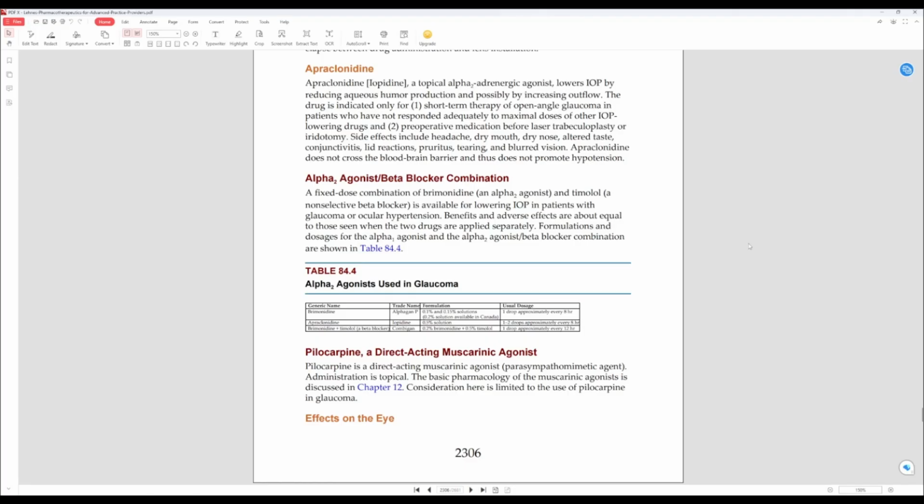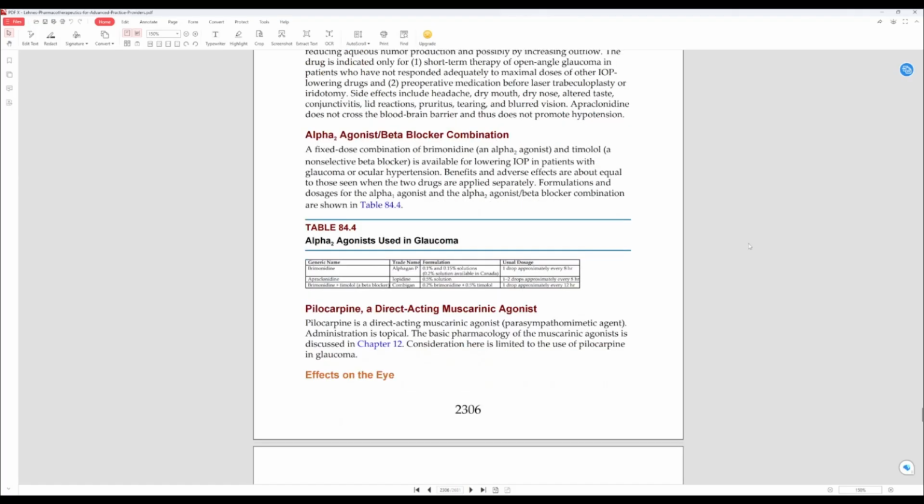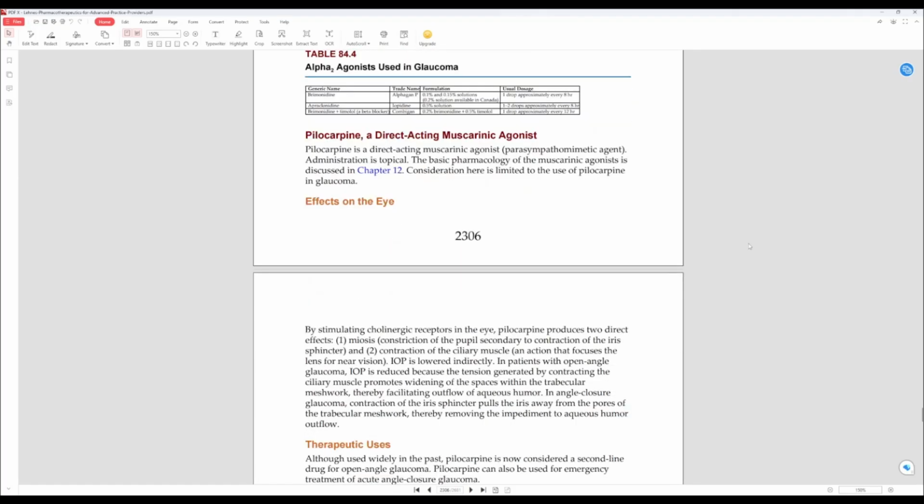Alpha-2 agonist/beta blocker combo drugs. A fixed-dose combo drug of brimonidine and timolol is available for lowering IOP in patients with glaucoma or ocular hypertension. Benefits and adverse effects are about equal to those seen when the drugs are applied separately. Formulations and dosages for the alpha-2 agonists and the alpha-2 agonist/beta blocker combo drug are shown in the following table. So make sure you hit pause so you can see the different medications as well as dosages and formulations.